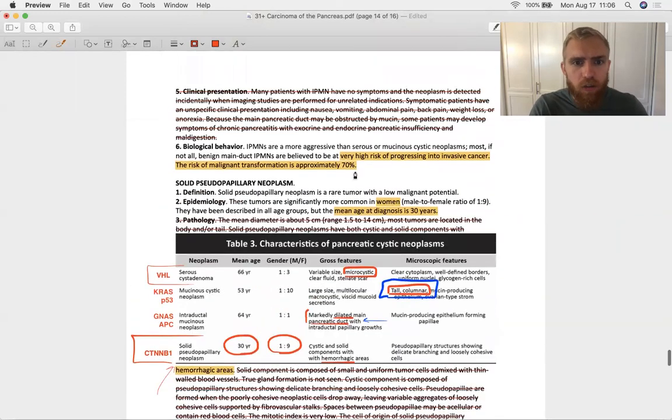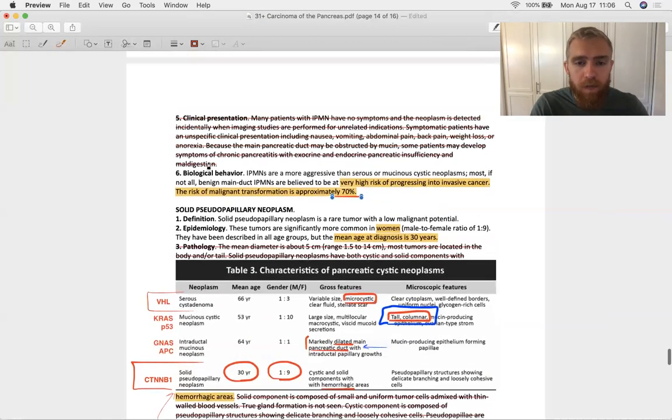And then IPMNs also have a very high risk of turning into cancer. They have the highest of all of these cysts in terms of a risk of progression.